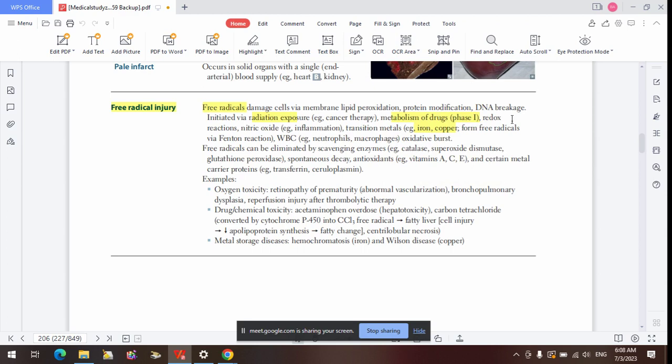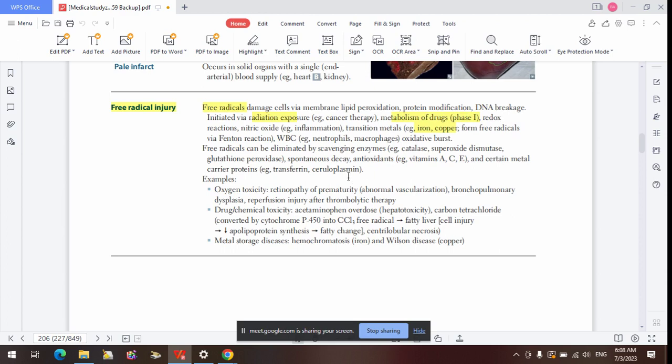So those free radicals bind to lipid causing peroxidation of the lipid, which can damage membranes because lipids are very abundant on the cell membrane. They can combine with protein and cause cross-linking of protein. They can oxidize protein and cause damage to protein. They can also bind to DNA and cause DNA breakage.